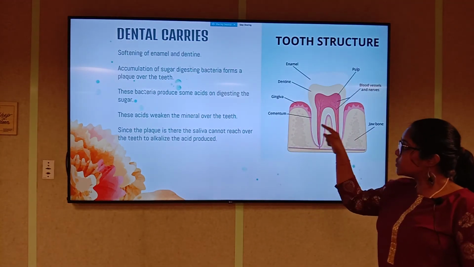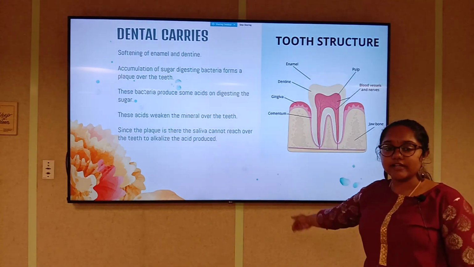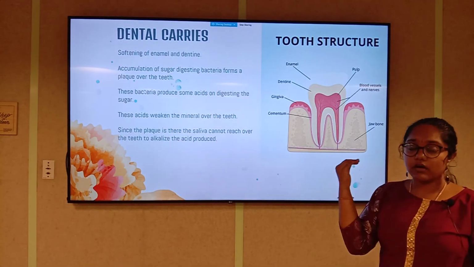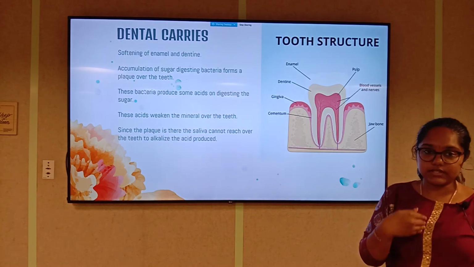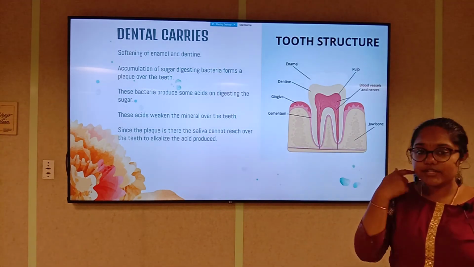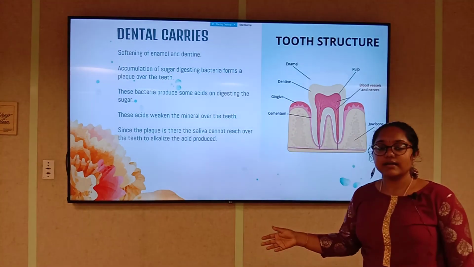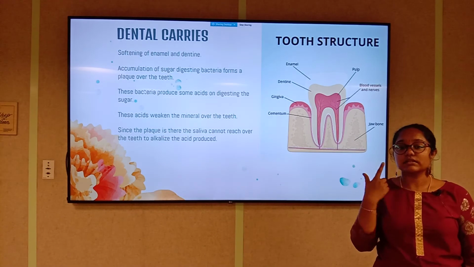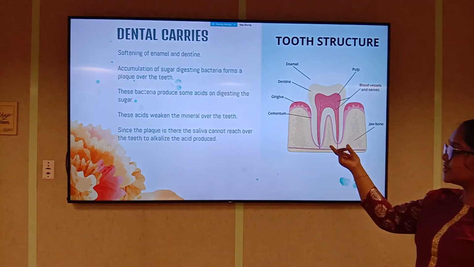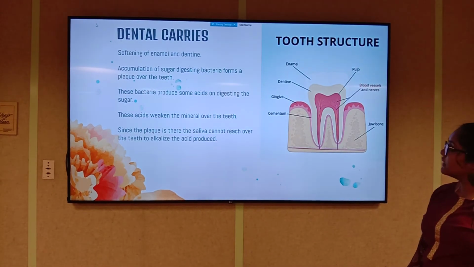Now these acids weaken the mineral. To neutralize that weakening, the saliva has to enter the teeth or must be able to reach the layers of the teeth. But if there is plaque, the saliva cannot reach the teeth and it cannot neutralize it. That is why it is advised to brush your teeth twice or thrice a day to avoid such dental caries. Is that clear, students? Next slide, please.